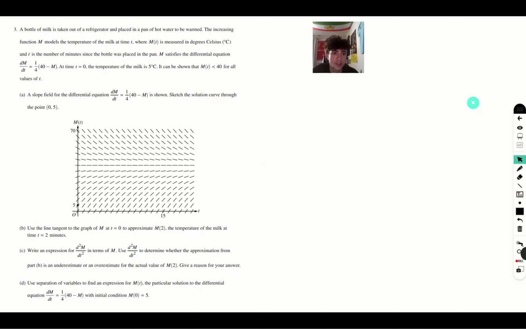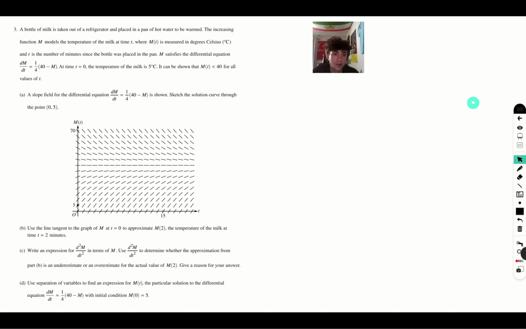A bottle of milk is taken out of a refrigerator and placed in a pan of hot water to be warmed. The increasing function m models the temperature of milk at time t, where m is measured in degrees Celsius and t is the number of minutes since the bottle was placed in the pan. M satisfies the differential equation dm/dt is equal to 1/4 times (40 minus m). At time t equals 0, the temperature of the milk is 5 degrees Celsius. It can be shown that m of t is less than 40 for all values of t.